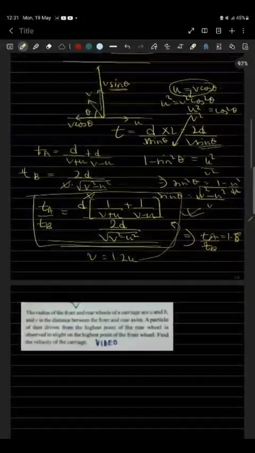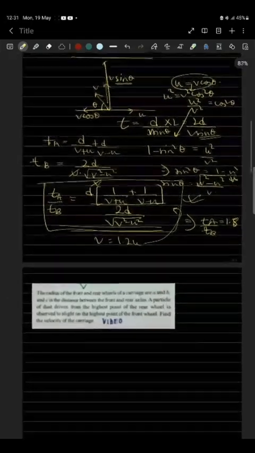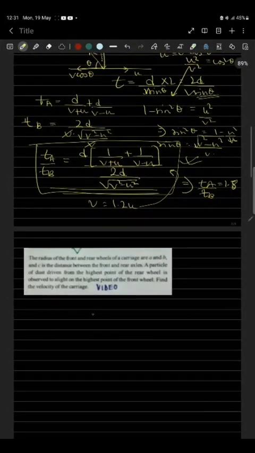Next we have this question. It is given that the radius of the front and the rear wheels of the carriage are A and B. So let's try to do this.